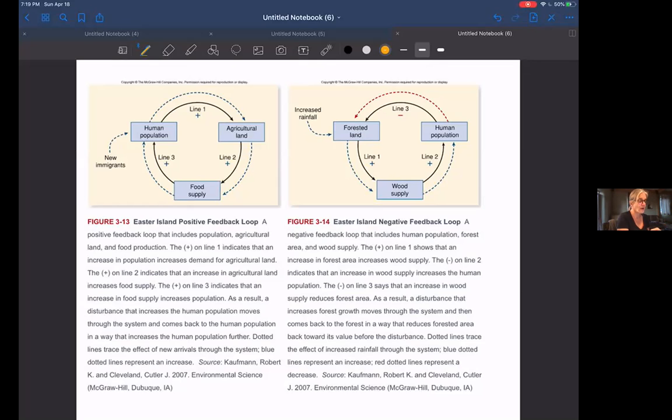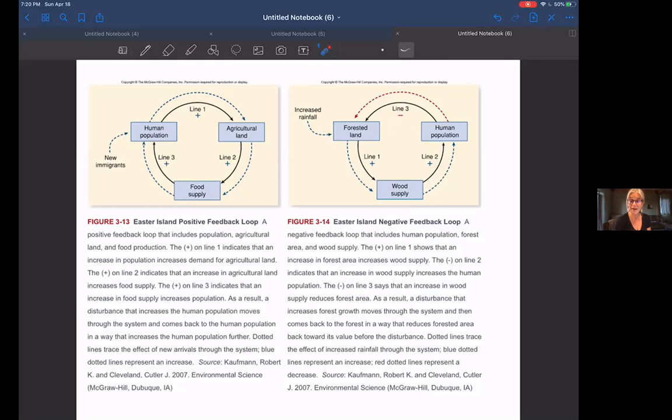When we look at this one, there is positive and negative. So it's kind of interesting. Wood supply increases when we increase rainfall. So that's a positive. But as we increase the human population, this decreases the amount of forested land. So you can see that that is a negative relationship. These two are positive. This one actually would also be positive. This is a negative relationship.